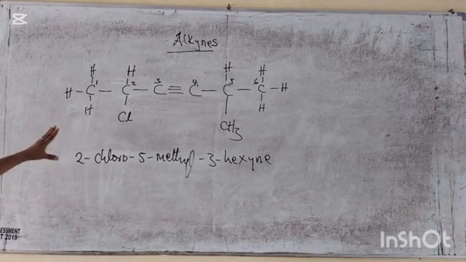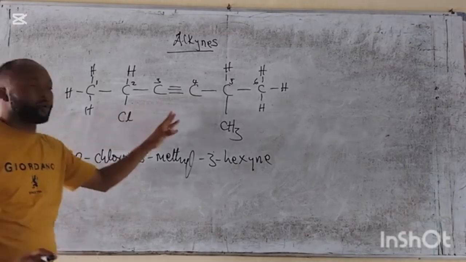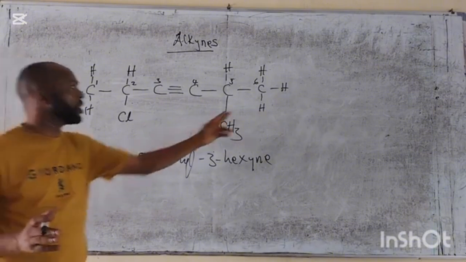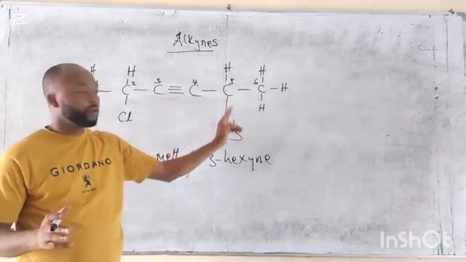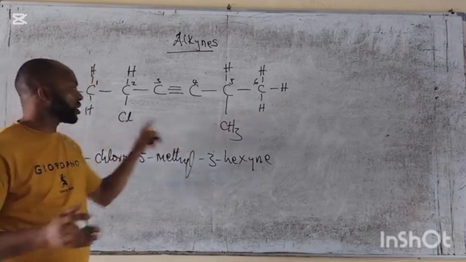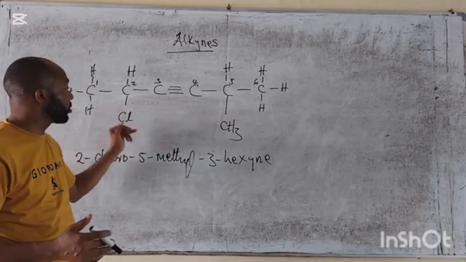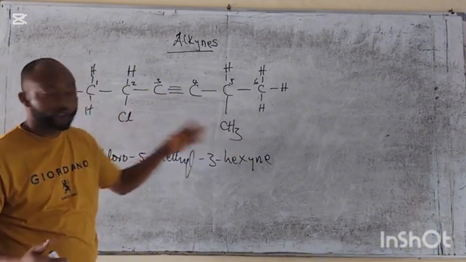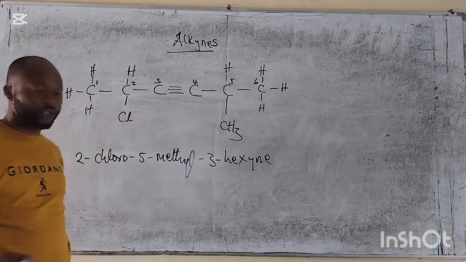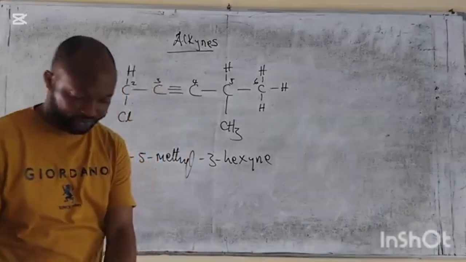So this is it. They are asking us to name. Why do they want you to name this compound? Because it can be confusing. Some of you may decide to start here as 1 and call this 2, but this gives precedence to this. Alphabetically, we have our Cl coming before the methyl. So that is why we have to start from this other direction. Let's take another structure. If you have any question when I'm done, you ask.